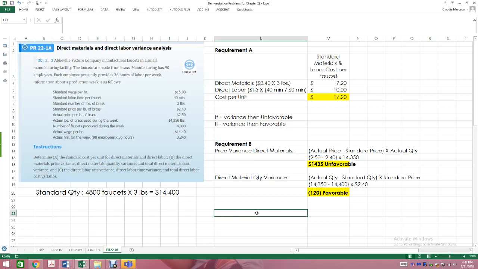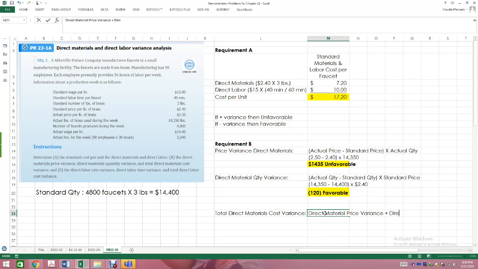Okay, so total direct materials cost variance, and that is going to equal your direct materials price variance plus your direct materials quantity variance that we've calculated up here. Okay, so what you're basically going to do is just get the 1,435 plus the 120 negative.